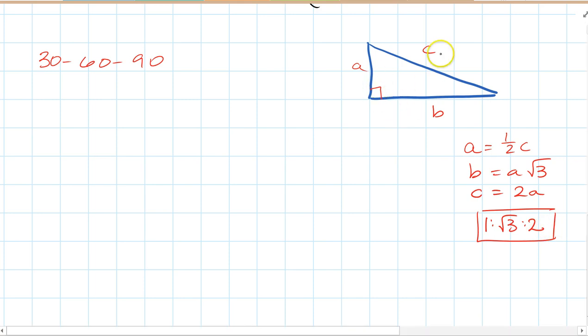And I want to show you that on these 30-60-90s, now remember this is the 30 because the short side is always opposite the short angle or the little angle. And of course the hypotenuse is always opposite the right angle. But let me show you a proof on this as well, a mini proof, a rough draft.